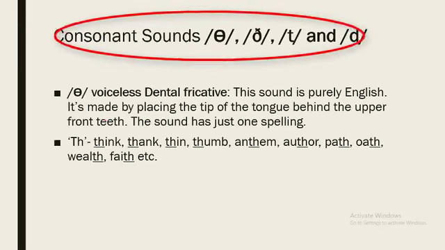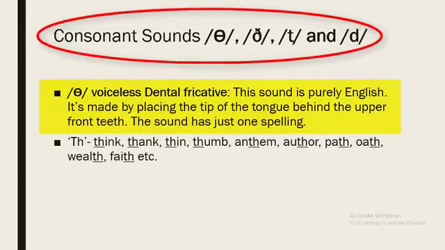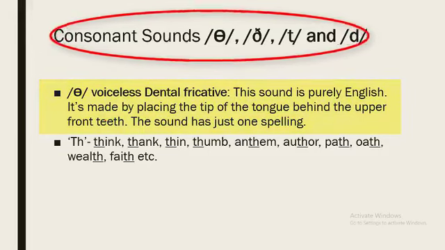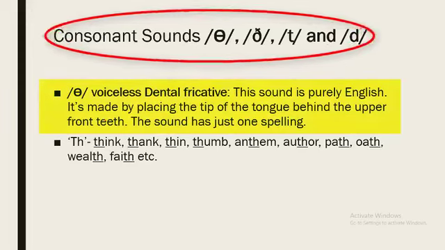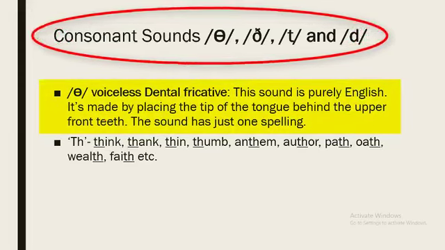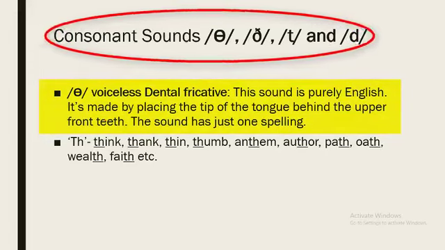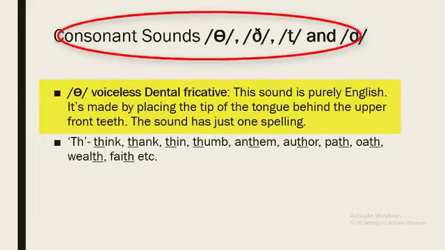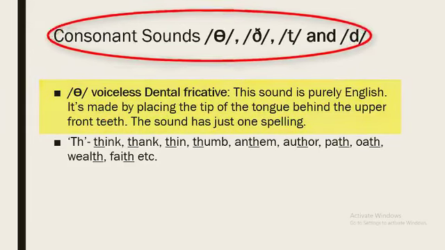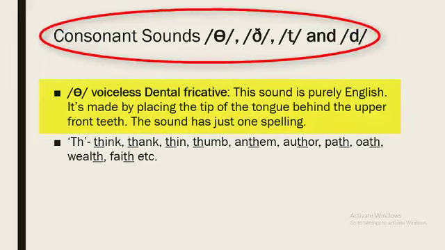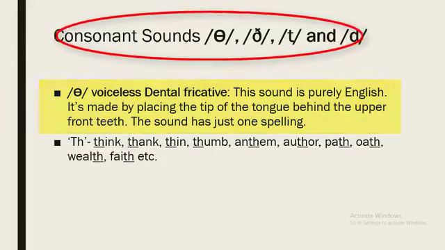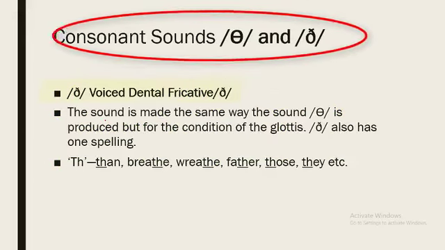So let's look at the following consonant sounds. It's a voiceless dental fricative consonant sound, and it's produced with the tip of the tongue touching the front teeth. We have think, thank, thin, thumb, anthem, author, path, oath, wealth, and faith. So these are the letters of the alphabet that contain the sound represented with the phonetic symbol.